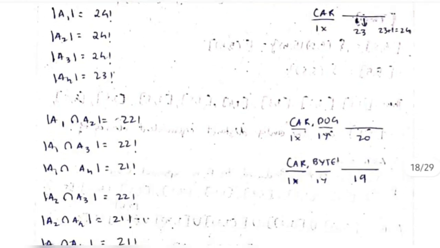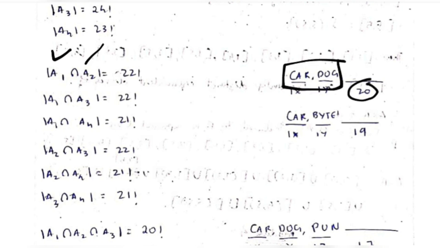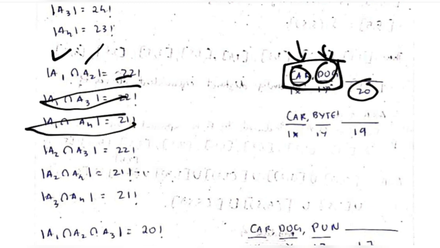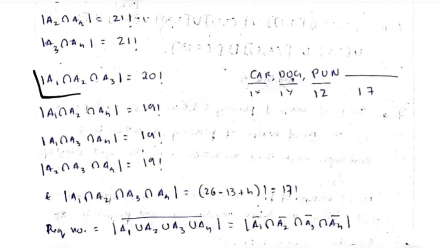Similarly we have the intersection of A1 and A2, which means if car and dog both are removed, we will be remaining with 20 letters, and since each is considered as one letter, we will add 2 more letters to 20, so the total gives us 22. Similarly for the other pairs, and after that we have 3 letters together.